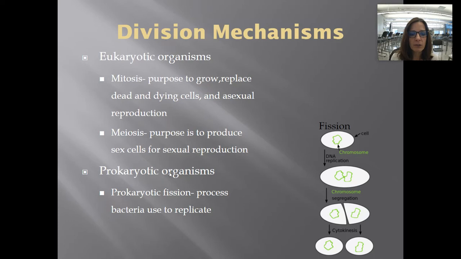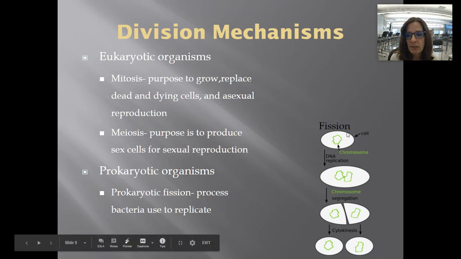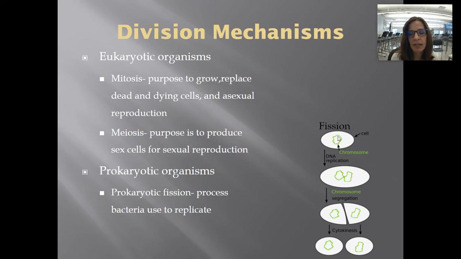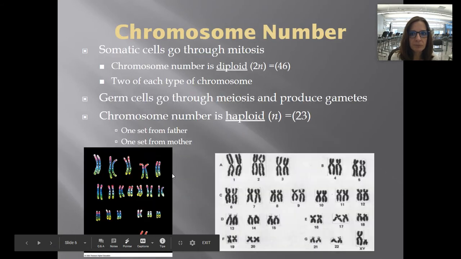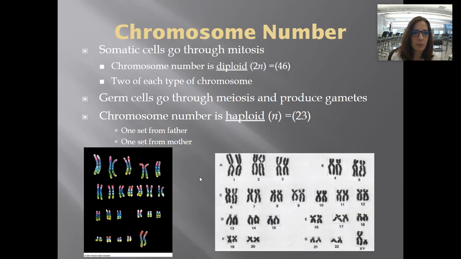And then prokaryotic organisms like bacteria, they divide by what's called fission. If you look over here, I just put in a picture. You've got a bacteria and remember, they have a plasmid or circular DNA. What happens is that DNA just doubles and then the cell splits in half. So fission means to split. So it's really simple.